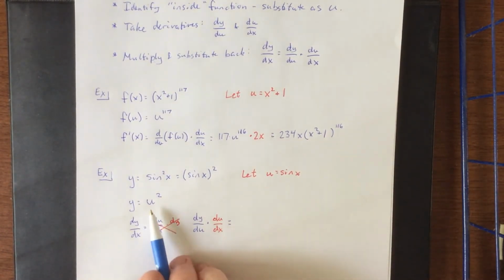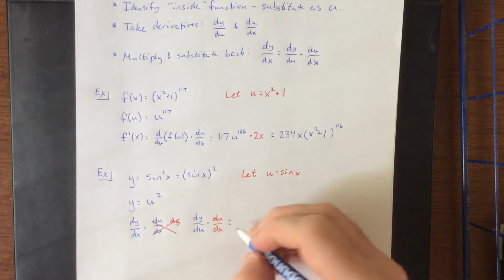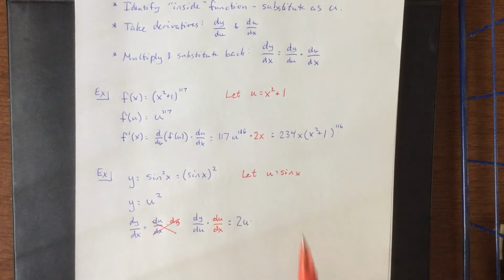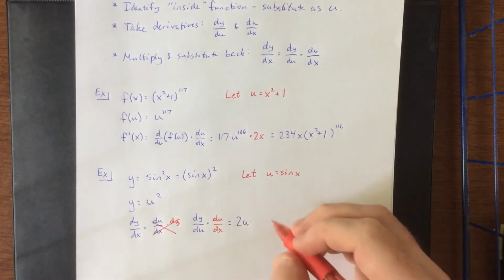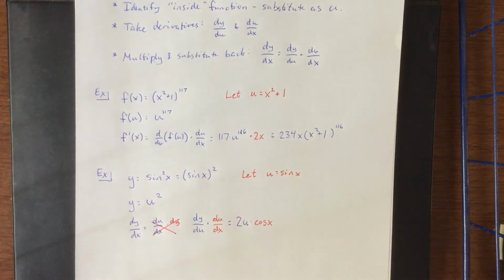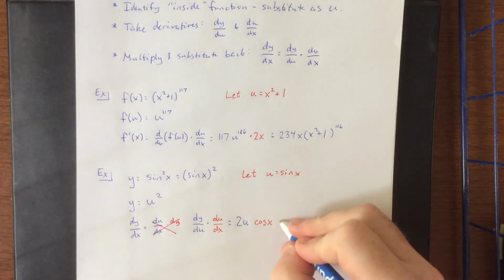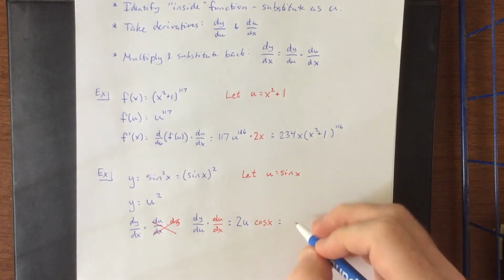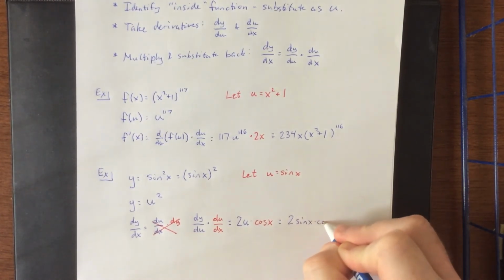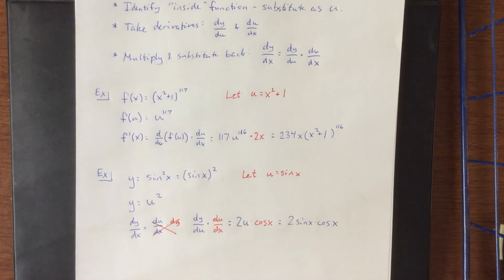So dy over du, that'll be the derivative of this function with respect to u, so that'll be 2u, times the derivative of u with respect to x. That'll be a cosine of x. Then once we substitute back and get everything in terms of one single variable, that'll be 2 times the sine of x times the cosine of x. And that would be our final answer.